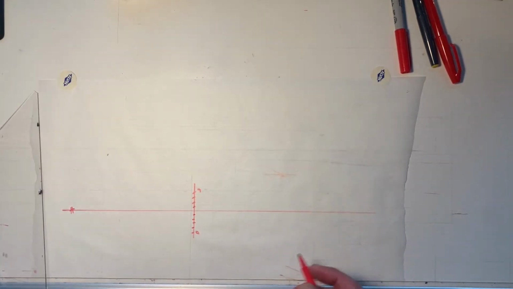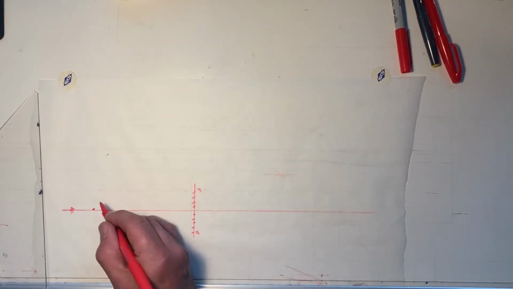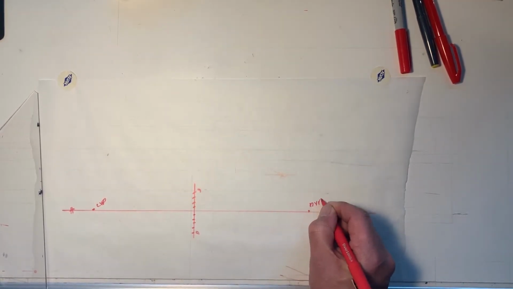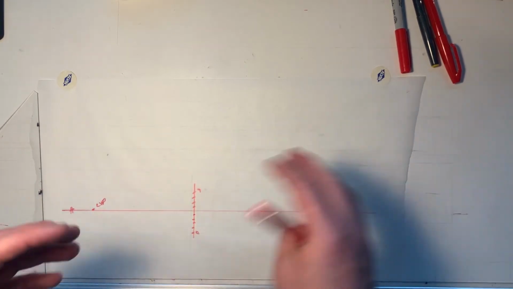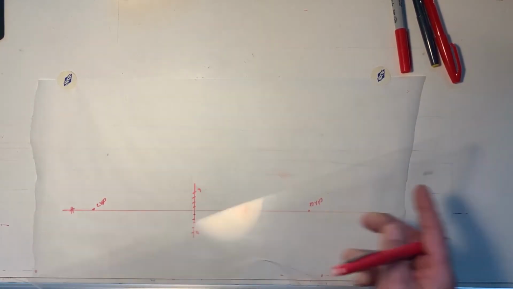Next thing I'm going to do is put in my vanishing points. In this case, I'm going to have a left vanishing point here. I'm arbitrarily putting it there, and a right vanishing point there. I want to draw my drawing not a lot larger than 11 by 17 or 8.5 by 11 so I can scan it and get it off to the team.